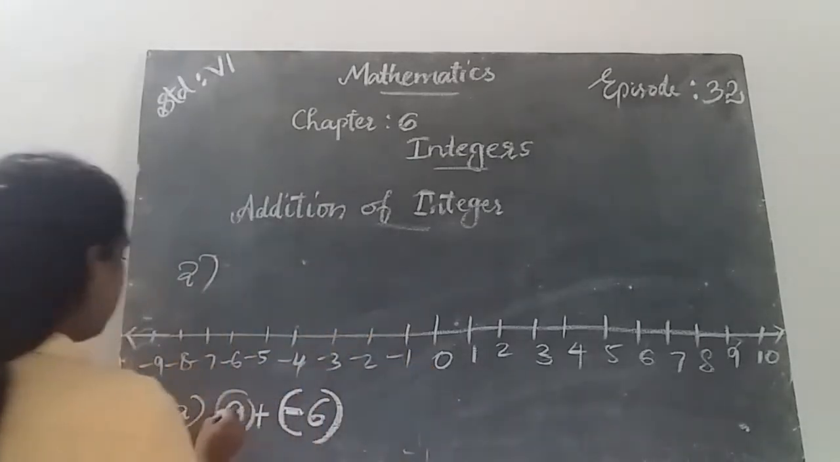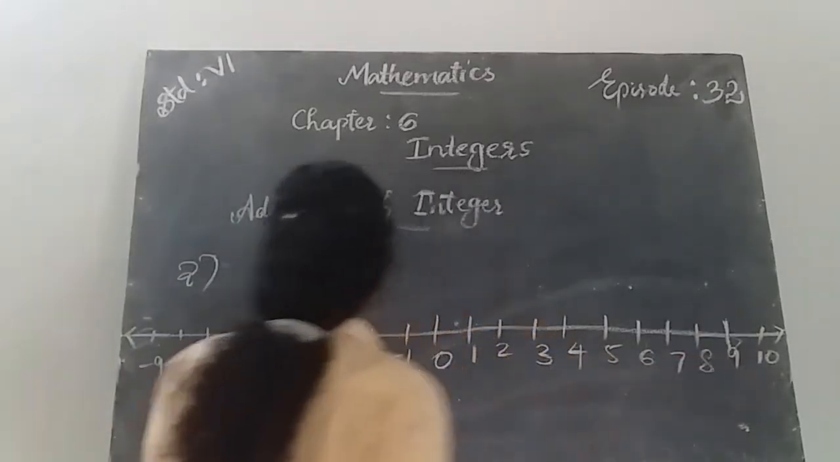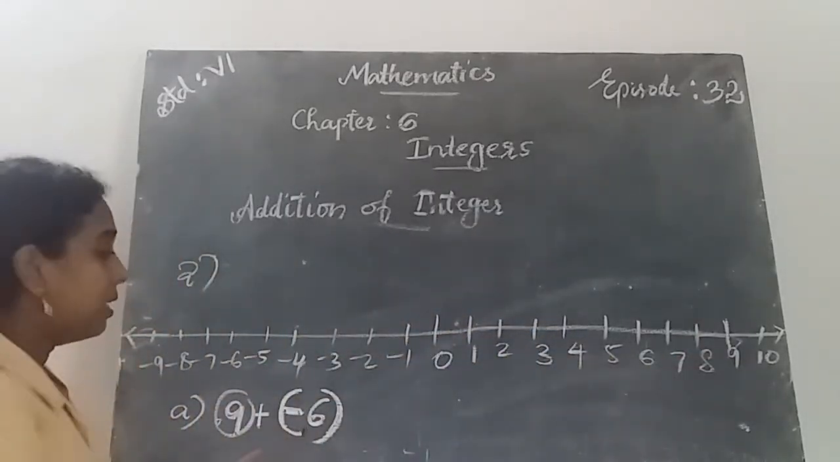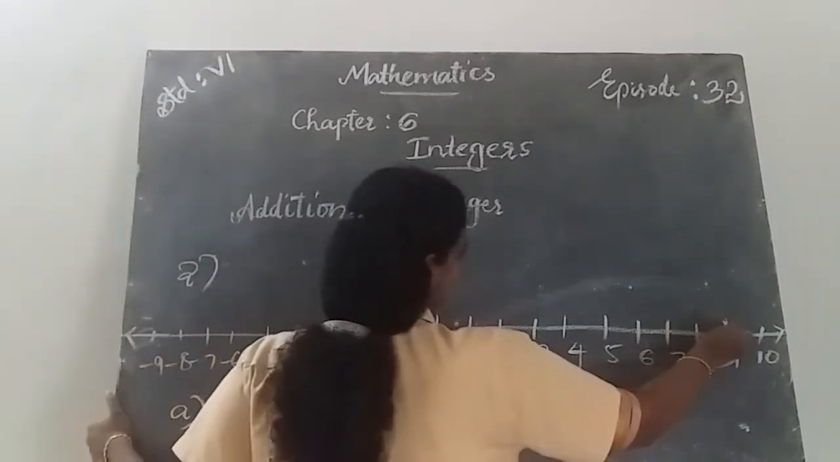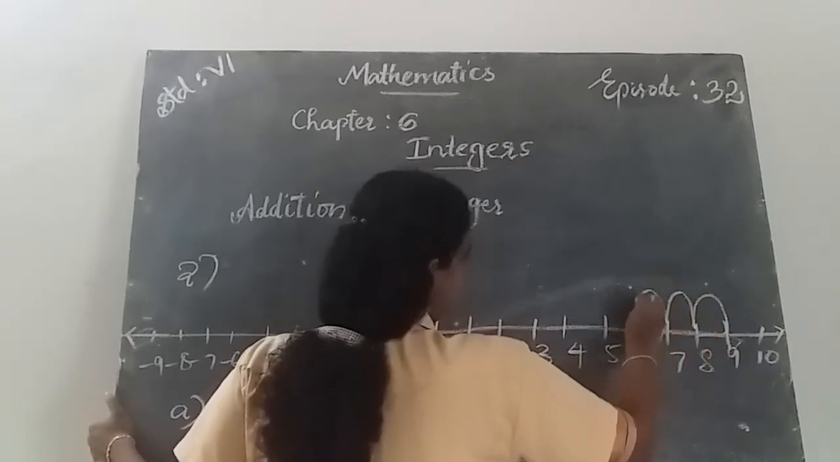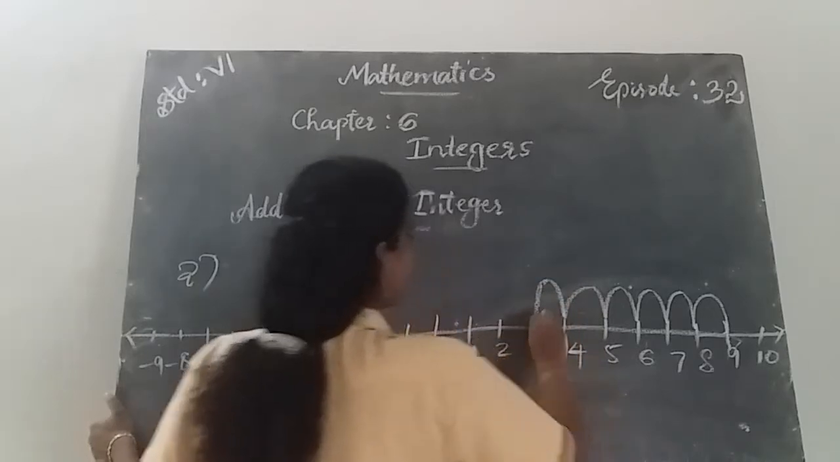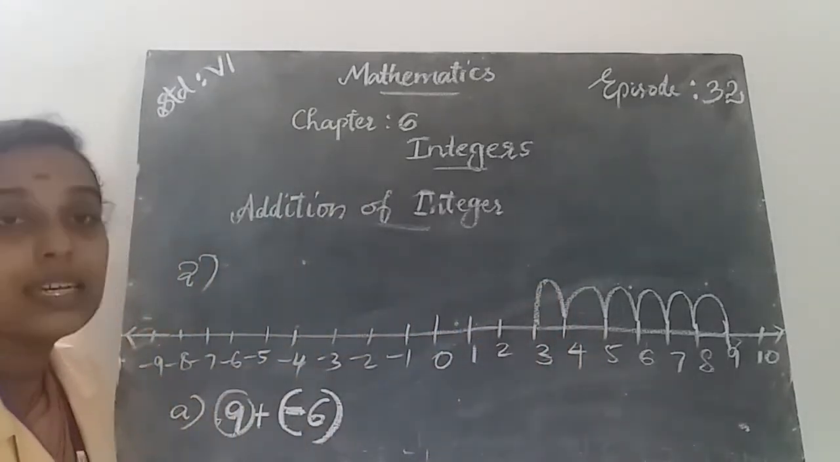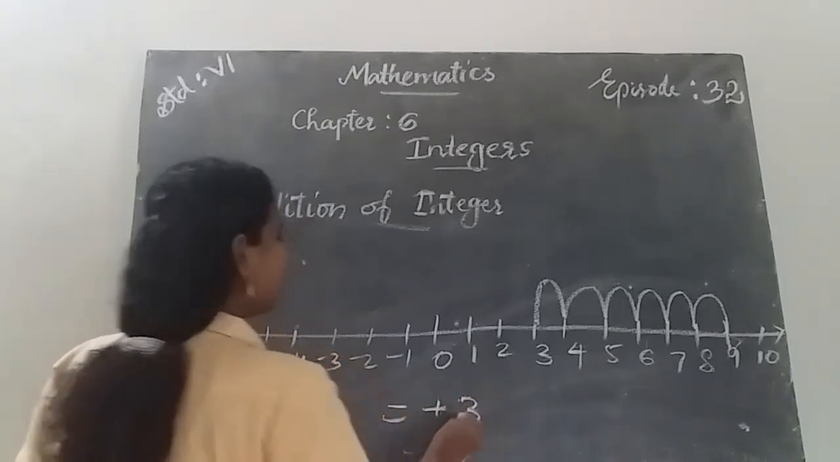Here it is a positive integer 9. So we start from 9 at this point and move 6 steps towards the left of 9. Like this, 1, 2, 3, 4, 5, 6. Then we reach 3. So the answer is positive 3.